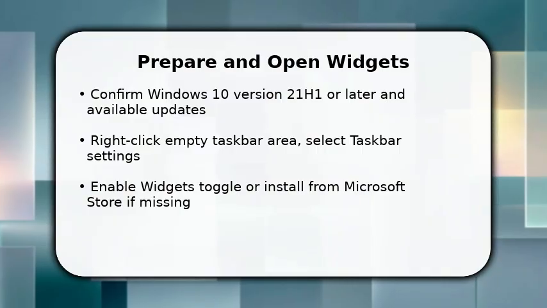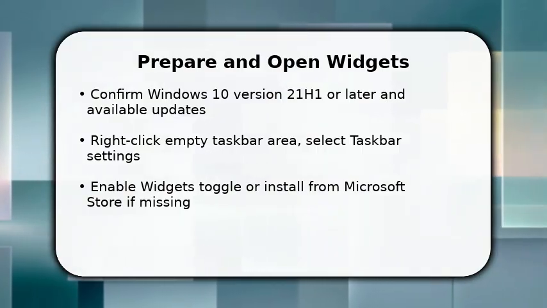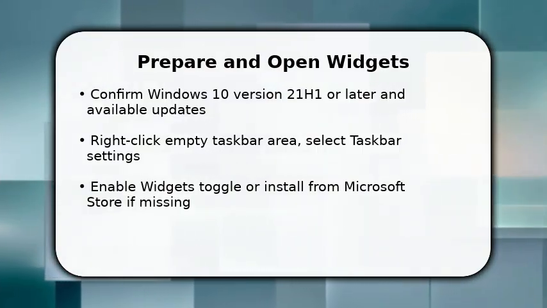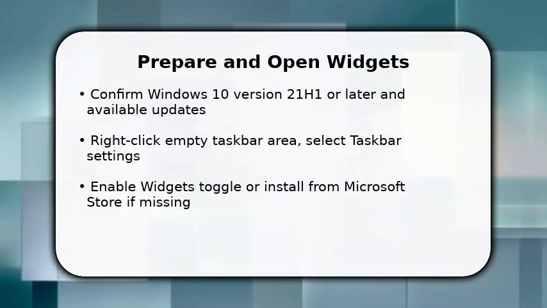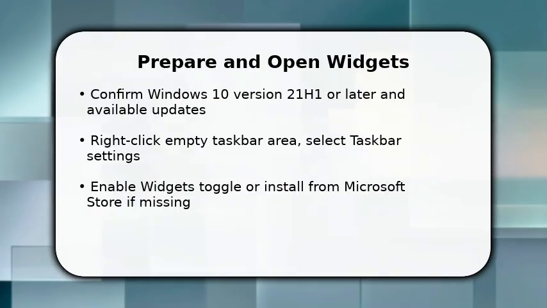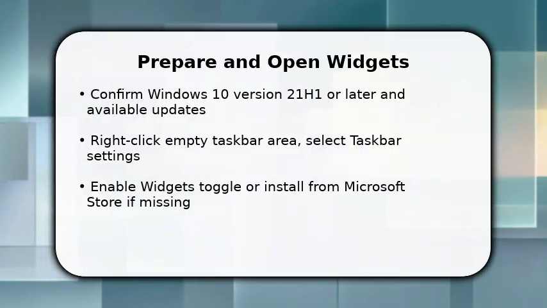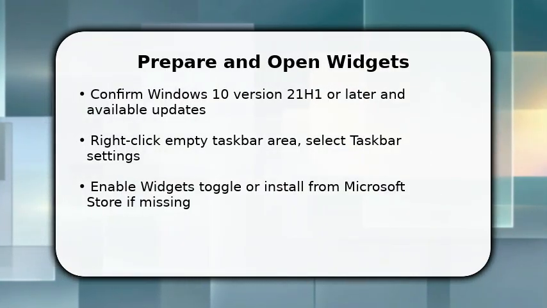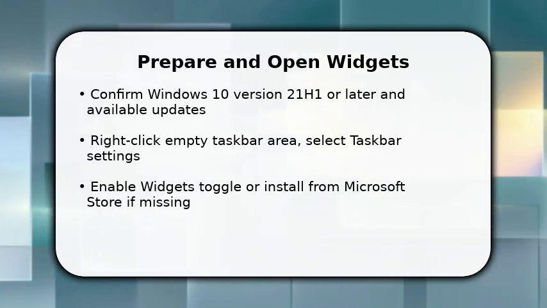You'll start by confirming your Windows version and updates. That avoids compatibility hiccups. Next, right-click an empty spot on the taskbar and open taskbar settings so you can enable widgets immediately. If the widgets toggle is visible, turn it on. Once done, you'll see a widgets icon near the clock.